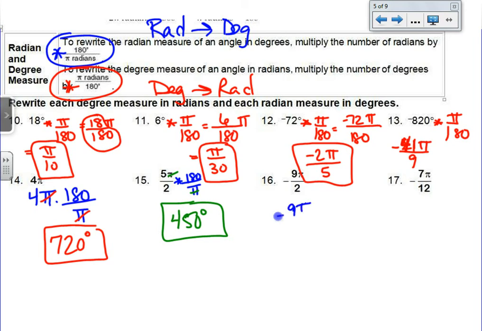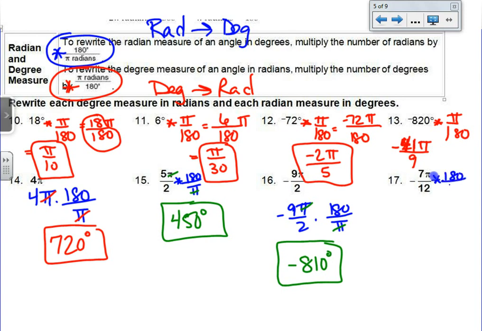Okay, so negative 9 pi over 2, multiply it by 180 over pi. Pi should go. And then you just type away on your calculator. Negative 810? Yes. And negative 7 pi over 12, multiply that by 180 over pi. Tops are multiplied, denominators you divide. What was this one? Negative 105. Negative 105 degrees. Okay.